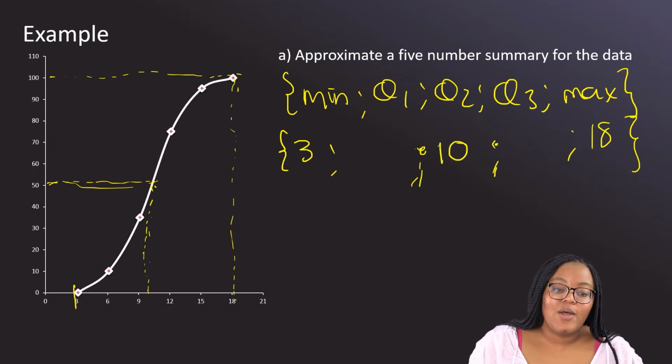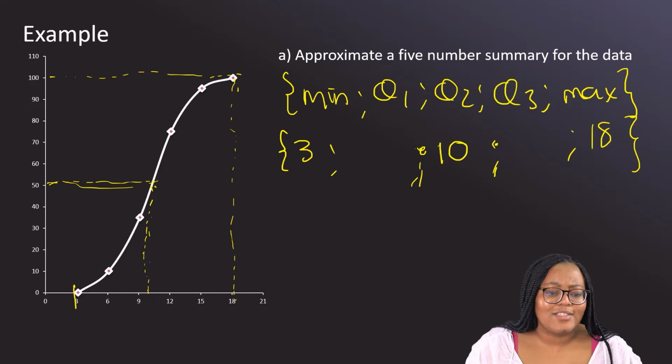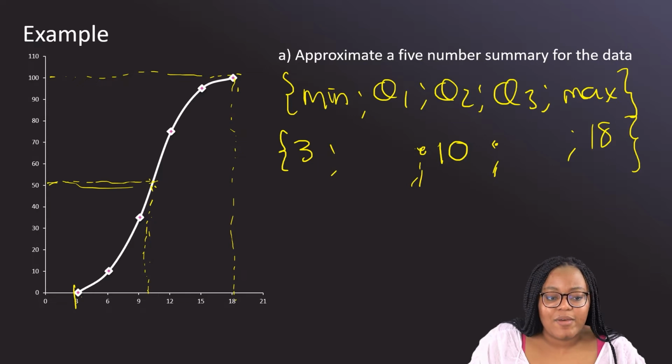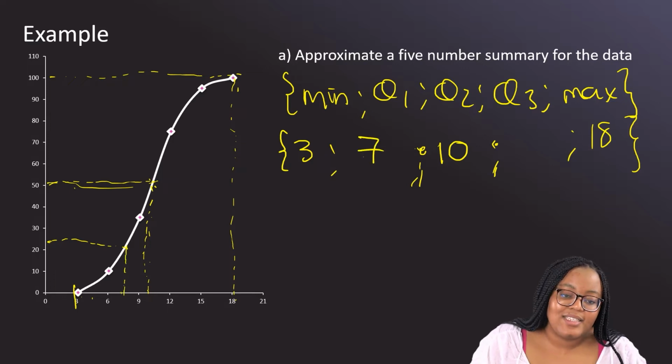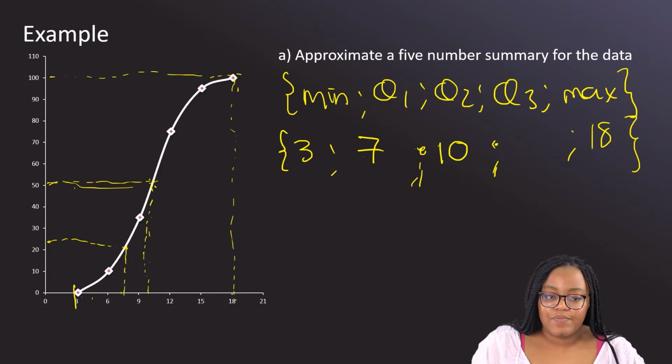If we're looking for our lower quartile, remember our lower quartile is going to be midway between our lowest bound, our minimum value, and our median. And so halfway between 0 and 50, in this case, is going to be at 25. So we're going to read off of 25 on this ogive, and we note that that's going to be between 6 and 9. We're just going to estimate that that's going to be equal to 7.